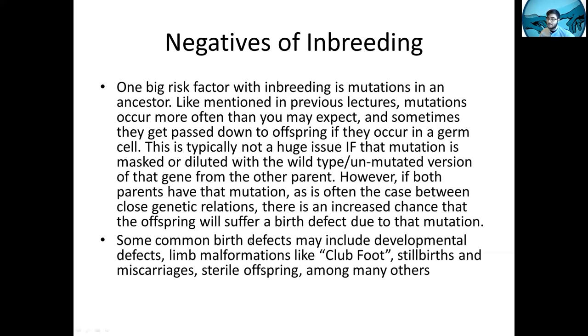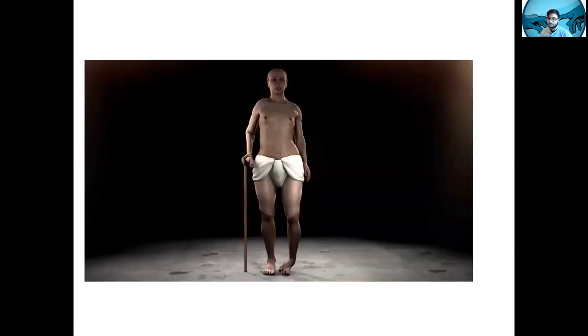Some common birth defects that may develop include developmental defects, limb malformations like a club foot, stillbirths and miscarriages, so the kids might not even be born, and sterile offspring who may not be able to have their own children because they have three X chromosomes or something like that, or some kind of chromosome misalignment. There's many, many others that could happen, for example diabetes, type 1. There's plenty of bad mutations that could happen due to inbreeding.